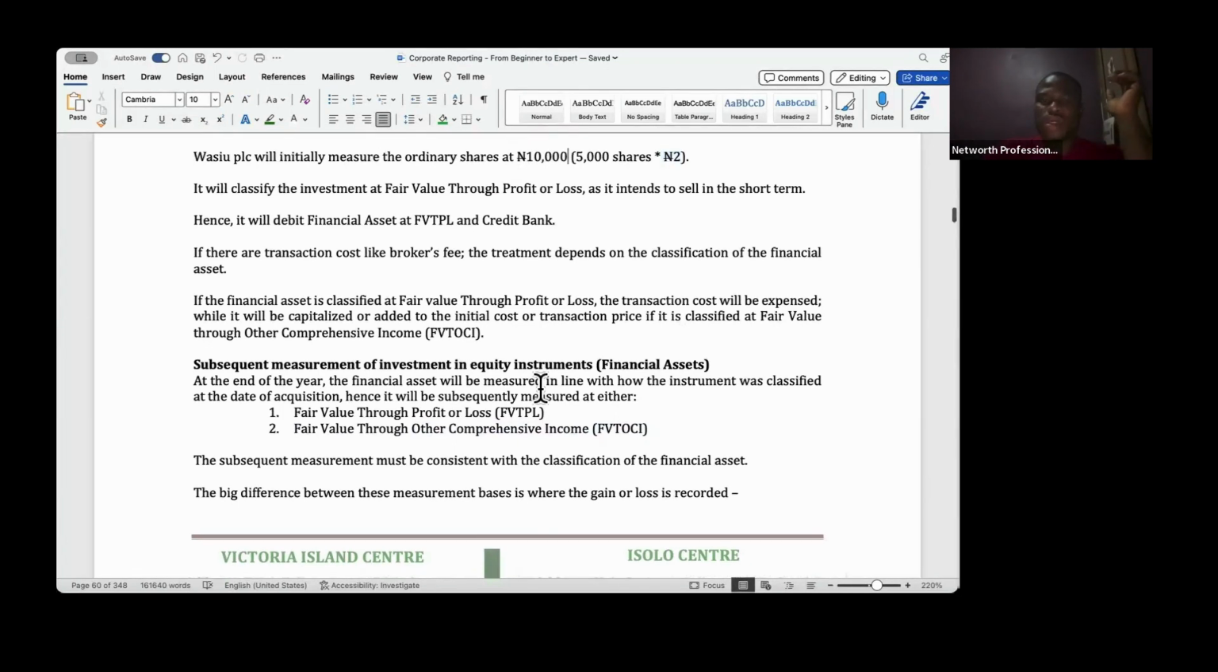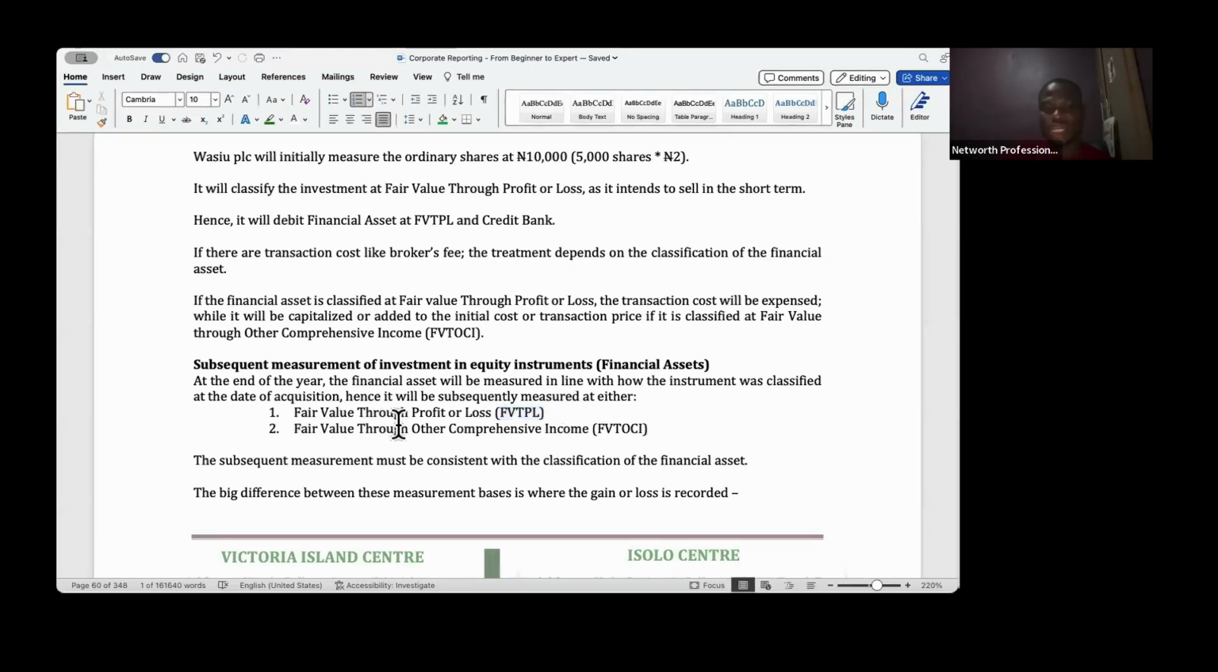It's now 15,000. So that means in your books, it has to now be recognized at 15,000. But there's now a gain of 5,000. That gain of 5,000, where do you put it? That is where the difference between fair value through P&L and fair value through OCI comes in. If you are measuring it at fair value through P&L, that change of 5,000, you take it to P&L. That means you debit your assets to increase it from 10,000 to 15,000. The other leg of the credit will go to P&L. That is if you are measuring it at fair value through P&L.